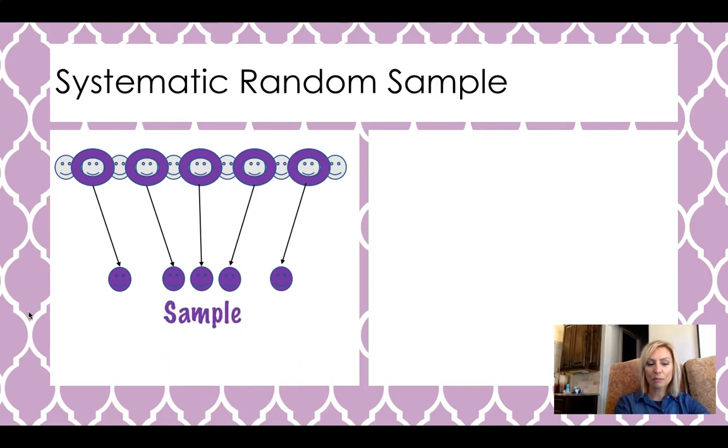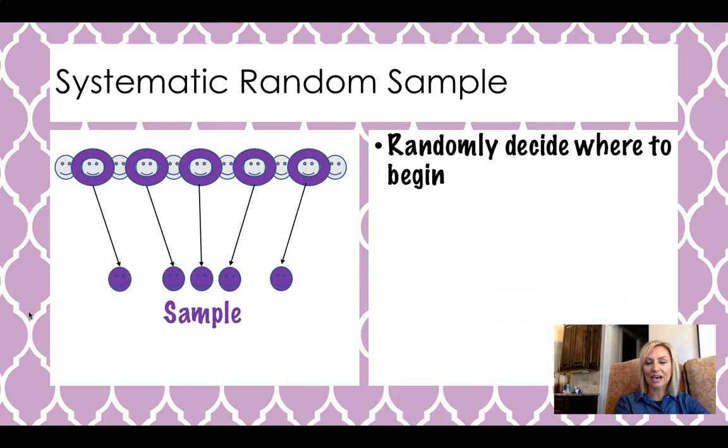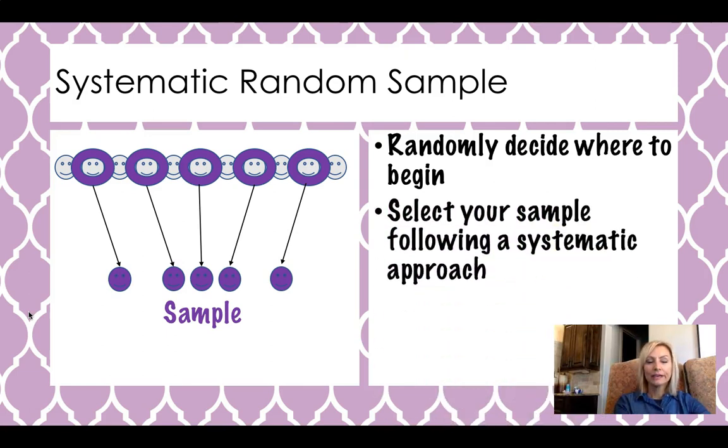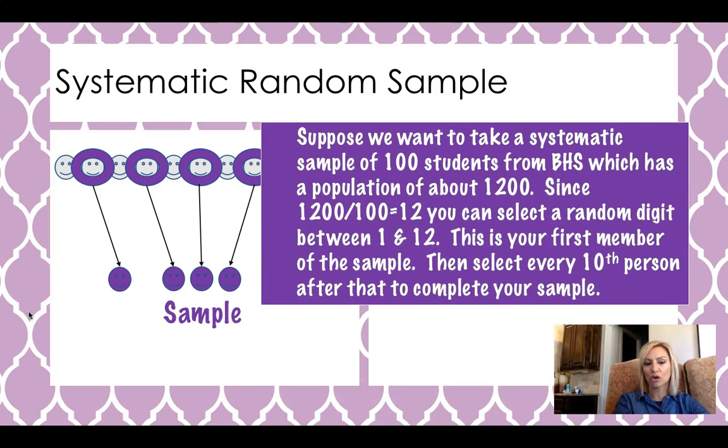All of those individuals make up our sample that we're going to analyze and calculate our statistic from. So if we're picking a systematic random sample, again, we're doing this in such a way that we randomly decide where to begin. We have to randomize where to begin so that we have a random piece of our sampling method. After that, we can select maybe the 5th person or 10th person or every 100th person after that. So we're following a systematic approach to select the rest of our sample. All of the individuals selected are part of our overall sample.